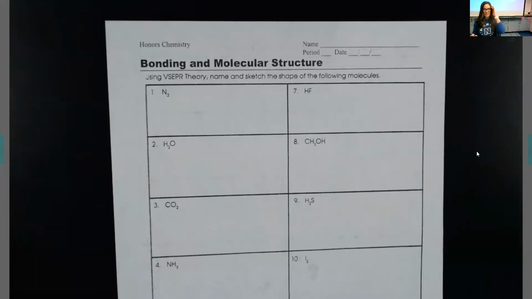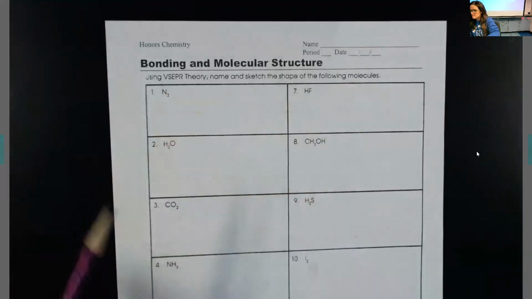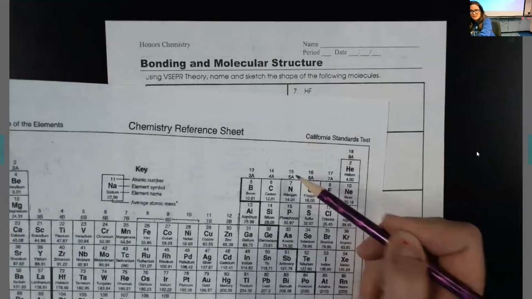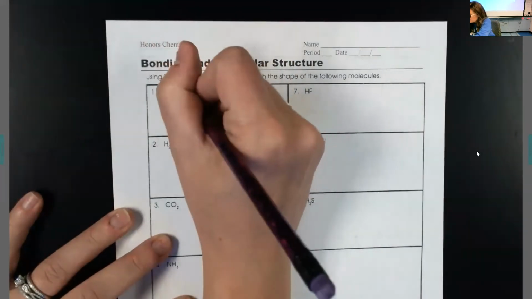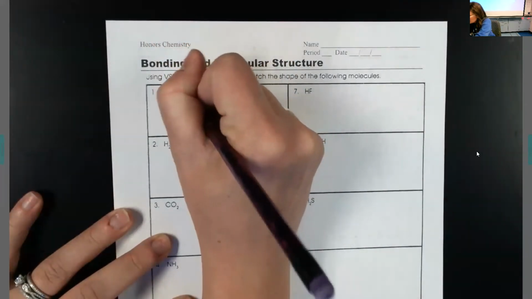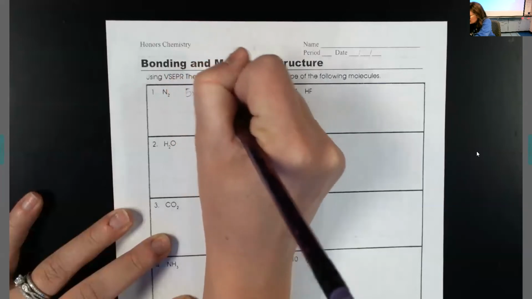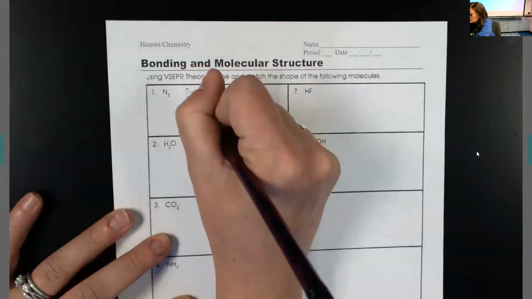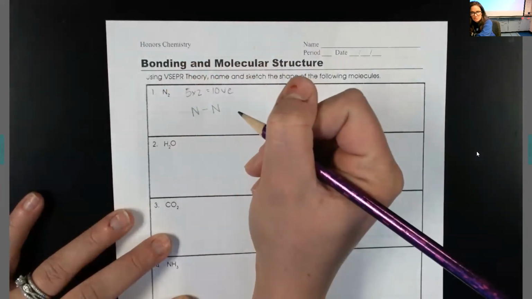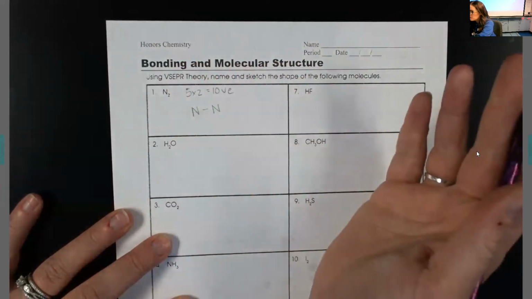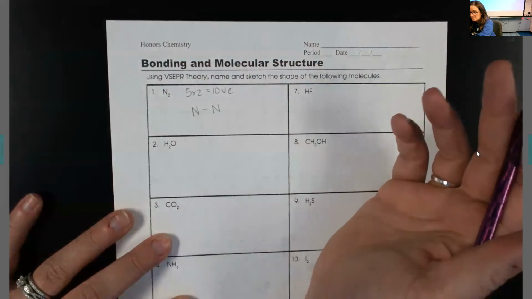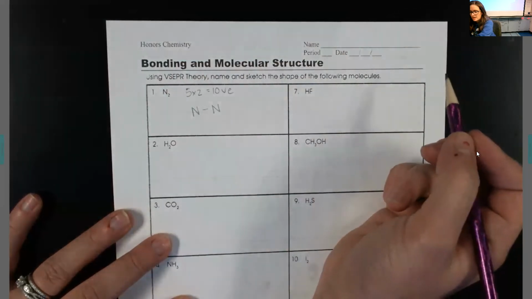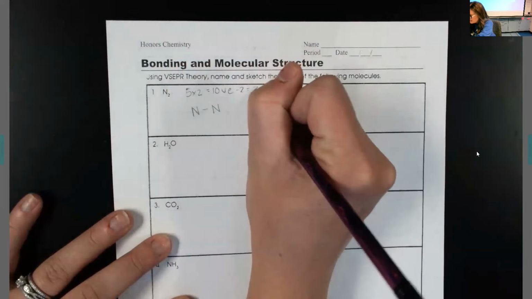So, okay, we've got using VSEPR theory, name and sketch the shape of the following molecules. Starting with N2, I have 2 nitrogens that are bonded to each other, and nitrogen is in group 5A. So each of those nitrogens are going to have 5 valence electrons. So 5 times 2 is going to give me 10 valence electrons total. Now, the interesting thing about N2 is there's no central molecule. So we're going to do the best that we can with the 2 elements that we have to connect together. They're going to be connected by at least a single bond. That takes 2 of my electrons. I've got 8 to go.